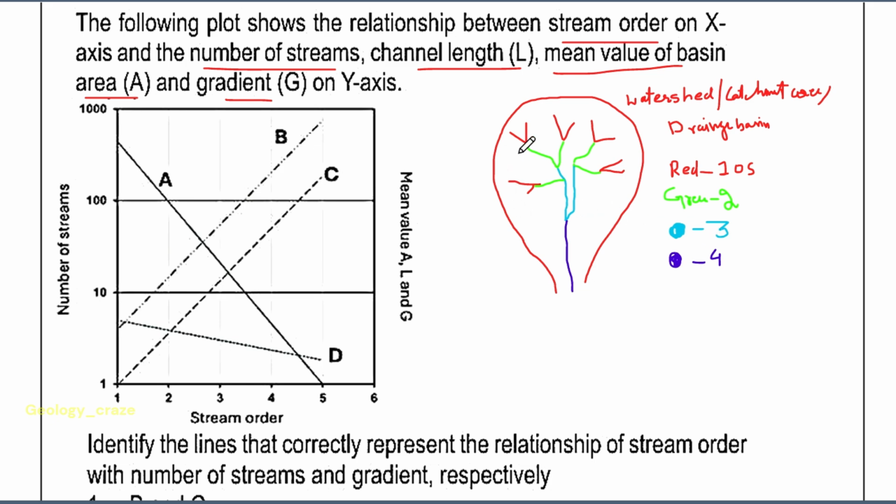Our numbering starts from the origin, from where the stream is originated. We give one number to that stream. Once they meet, one started here, one started here, both will meet, our first order will end up here, and second order will start from that place.